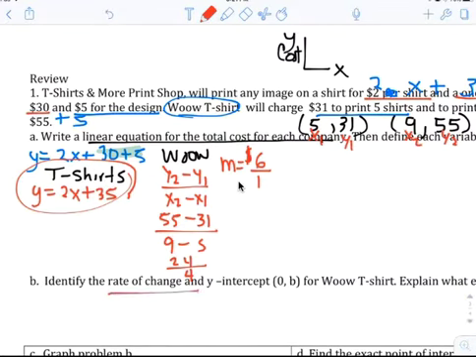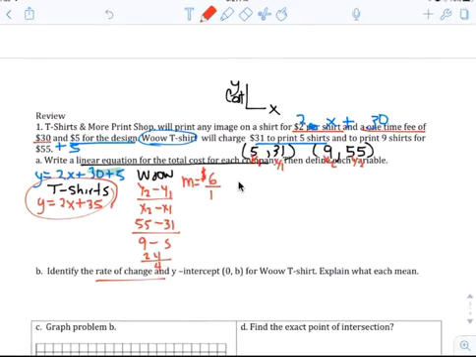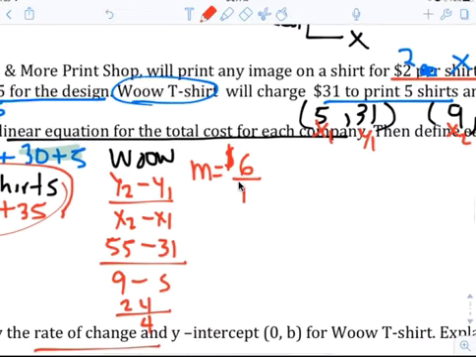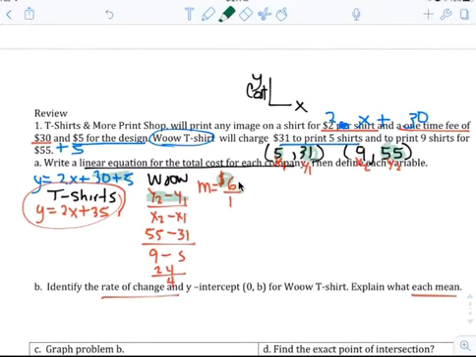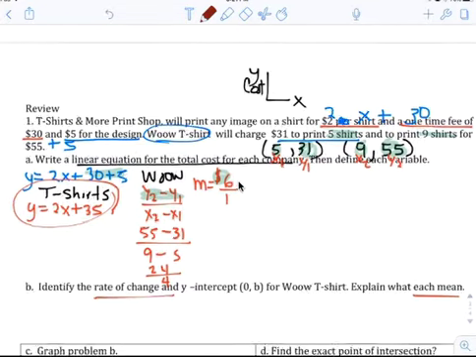Identify the rate of change and explain what it means. Well, these are the Y's, the cost. So that's the Y, it's the dollars. And the X are 5 t-shirts and 9 shirts. These are shirts. So $6 for 1 shirt, if that helps you any.